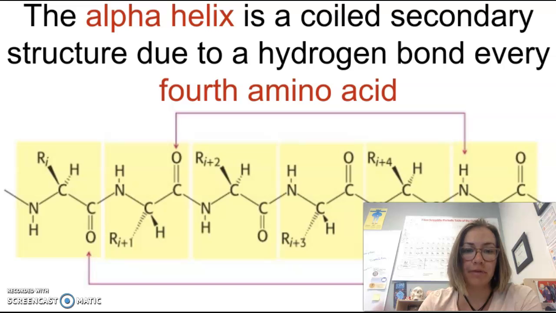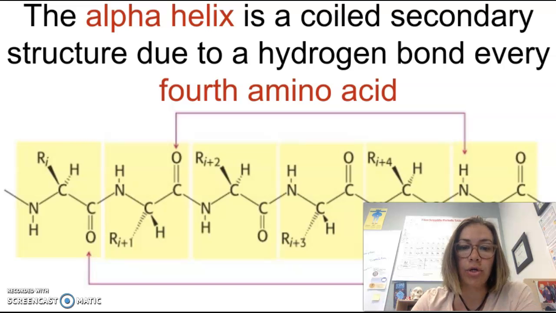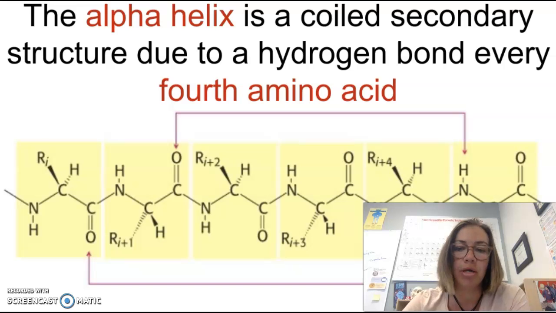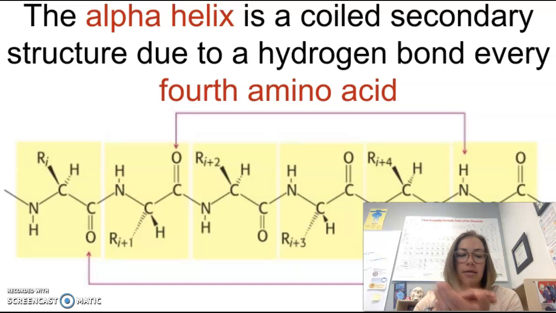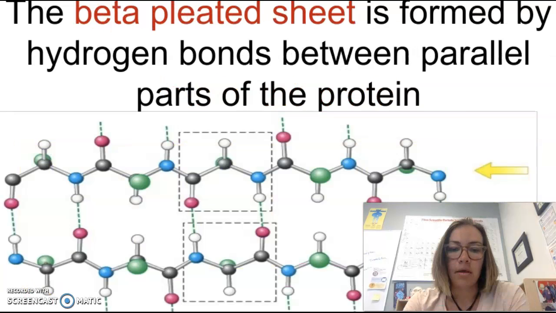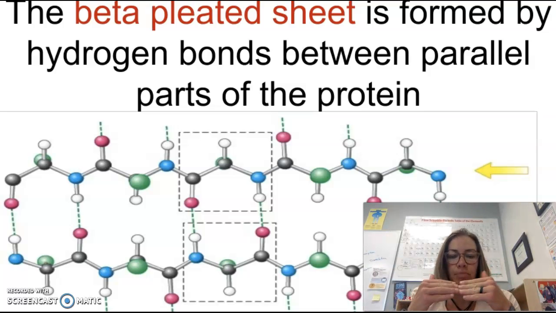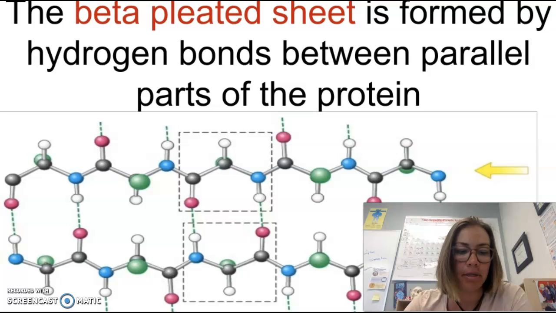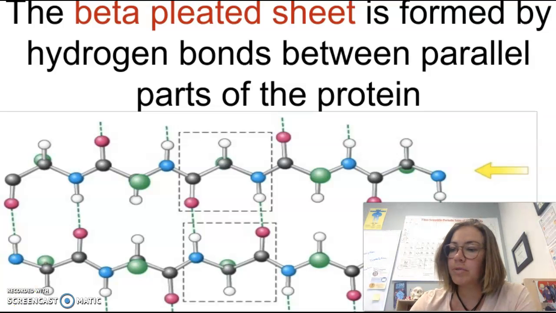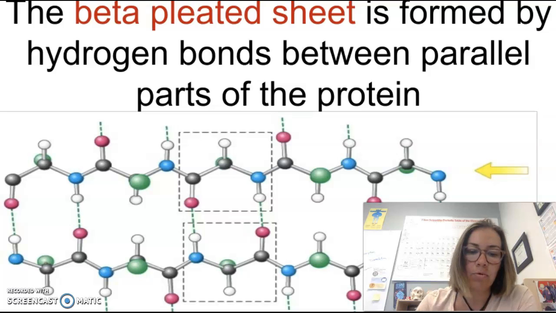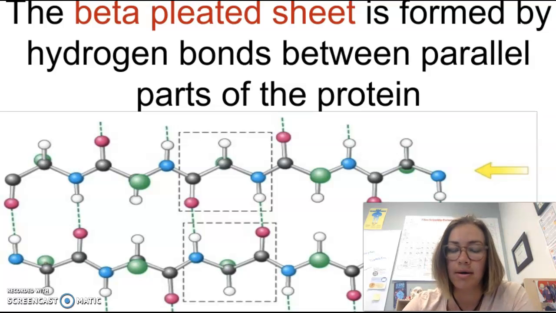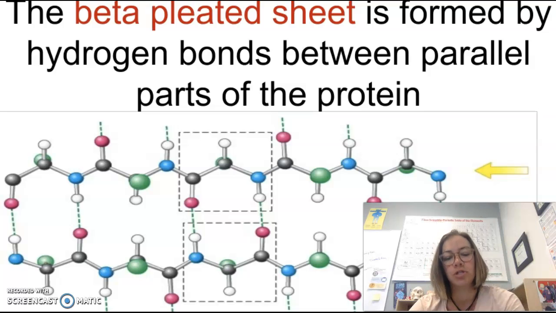So we do this by forming what's called an alpha helix. This is a coiled secondary structure due to a hydrogen bond between every fourth amino acid. Okay? So it just kind of folds in on itself. Another type of secondary structure is the beta-pleated sheet, which is formed by hydrogen bonds between parallel parts of the protein. Okay, so anything that lines up and can form hydrogen bonds with itself is going to form a beta-pleated sheet. I'm going to stop there with secondary structures, and I will continue with a second video on tertiary and quaternary as well as functions of proteins.